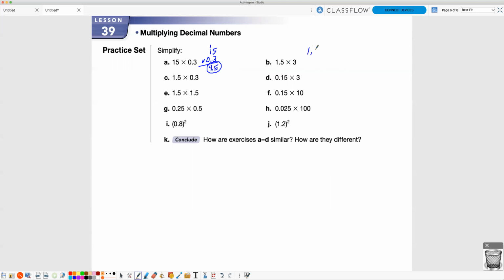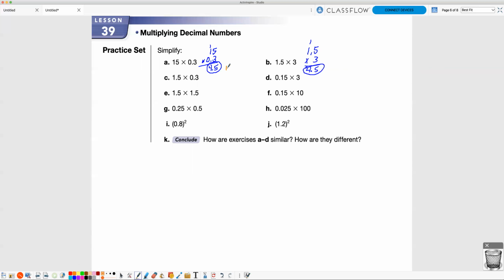Go ahead and do letter B. So you should have 1 and 5/10 times 3. So in this case, you'd have 15. Carry that, and you'd end up with 4 again. And in this case, you still end up with 4 and 5/10 for the answer to that one. Okay, let's do letter C. 1 and 5/10 times 3/10.